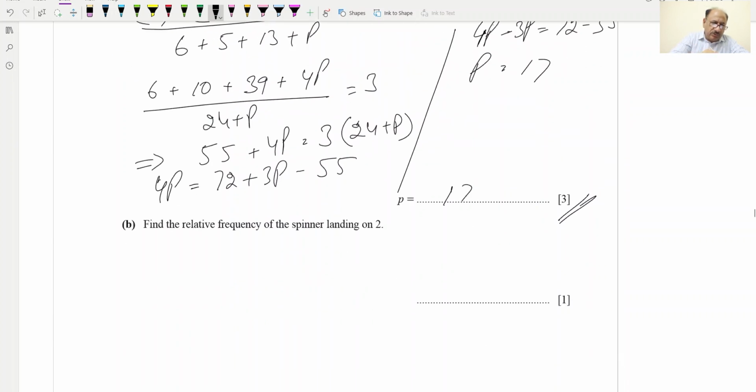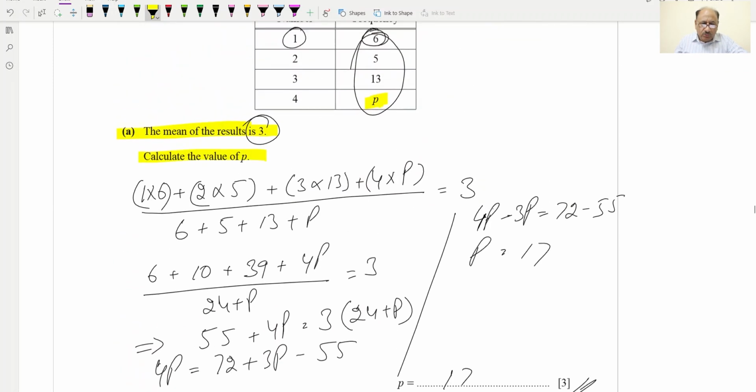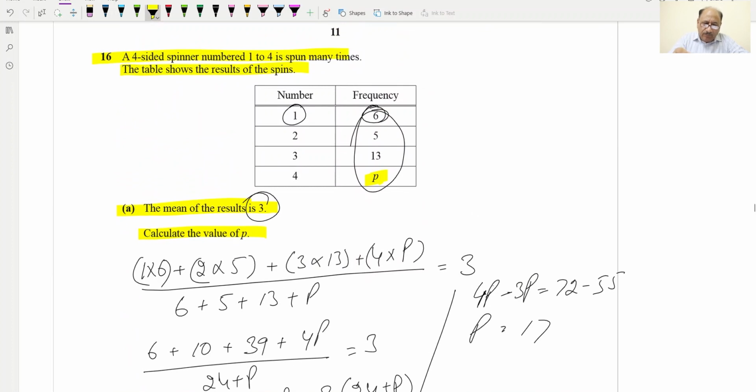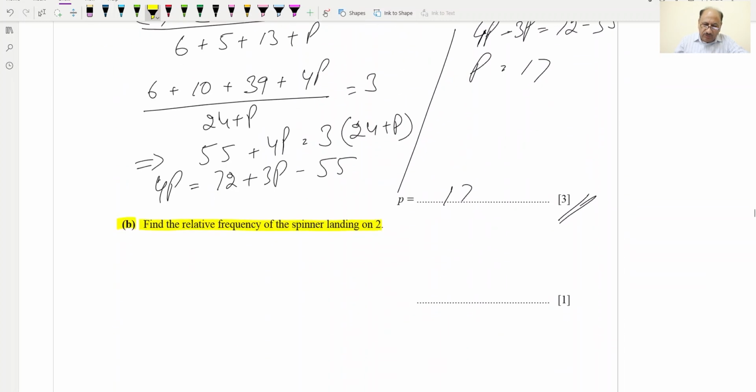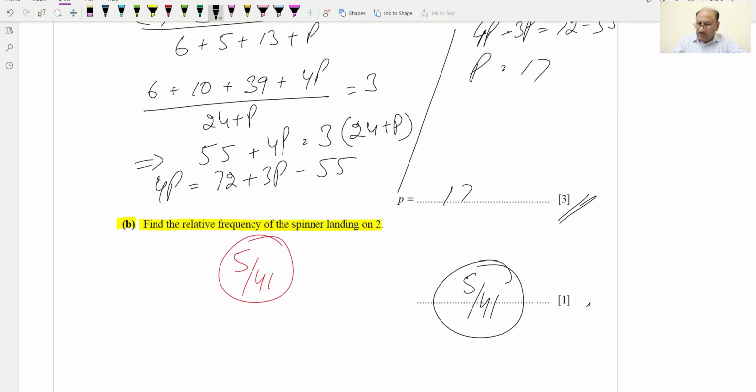Hopefully you understood this. Now part, find the relative frequency of the spinner landing on 2. So the frequency of landing on 2 is 5, and the P value we got is 17. So the total of all these frequencies will be 41. So 5 out of 41, this will be the probability, or relative frequency. Basically 5 over 41 will be the relative frequency.